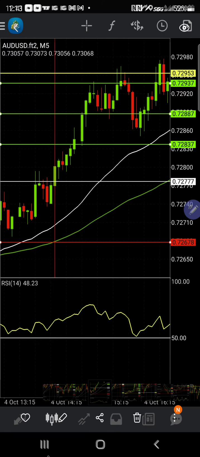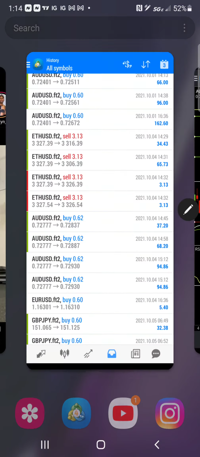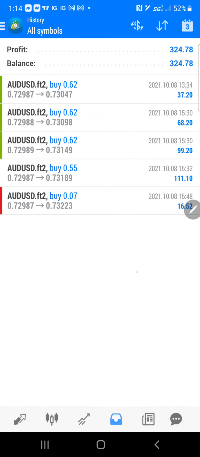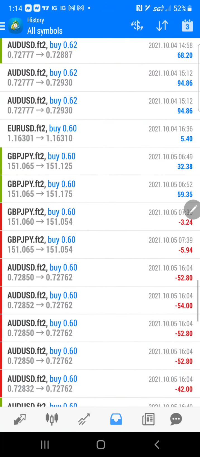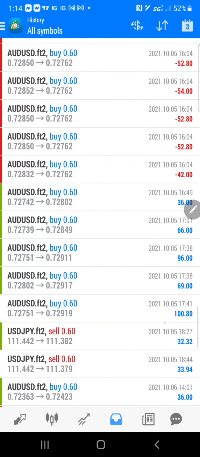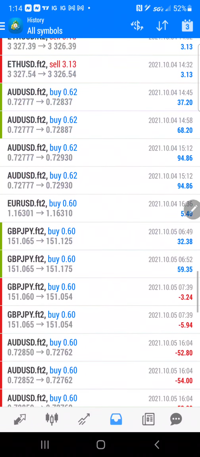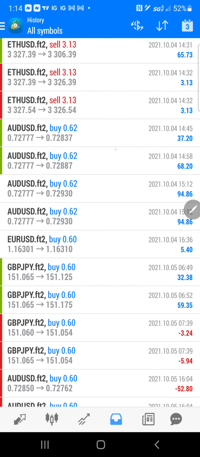So the next trade that we're going to go over is the trade I took, and I just want to show the profits from that trade as well. So we'll go back down here to the fourth. Okay, so the fourth there.